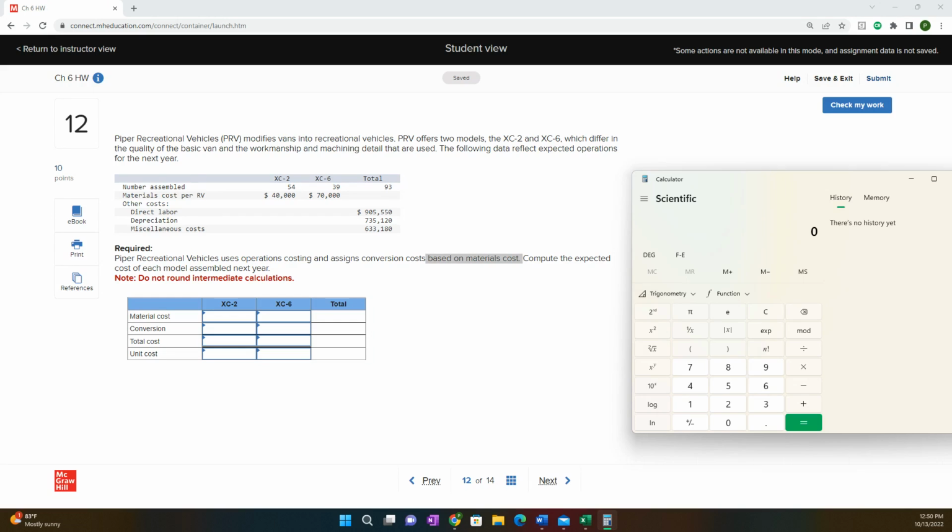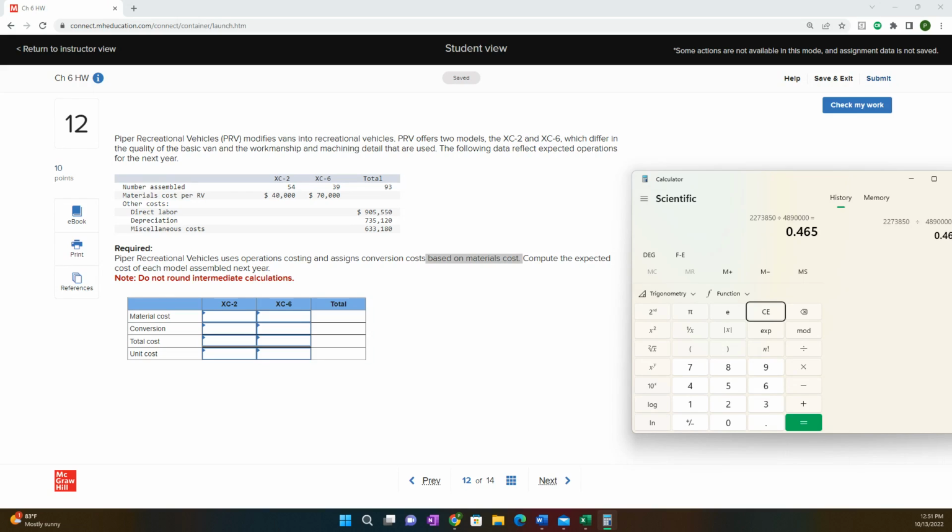So we're just going to do the total conversion cost divided by the total material cost. So that would be total conversion cost of $2,273,850, which we calculated in the prior question, and divide that by the total material cost, which we also calculated in the prior question, to get 46.5%. So just take your material costs per model, multiply that by 46.5%, and then you get your conversion cost. Then you add those two together to get your total cost, and then divide by the number of units. So it's very similar to question 11, and I'll let you do most of that work on your own.